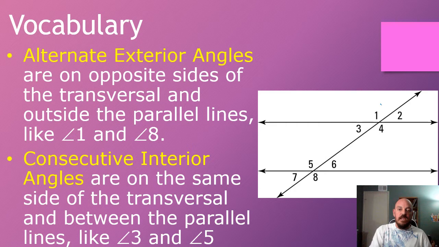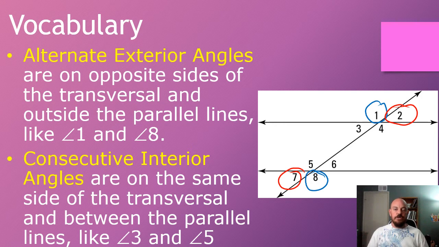So I could take 1 and 8, that would be alternate exterior angles. Or your other possibility would be 2 and 7. Those are your two different pairs of alternate exterior angles. Exterior because they are outside of the parallel lines, but they're still alternate. There's still one from each side.